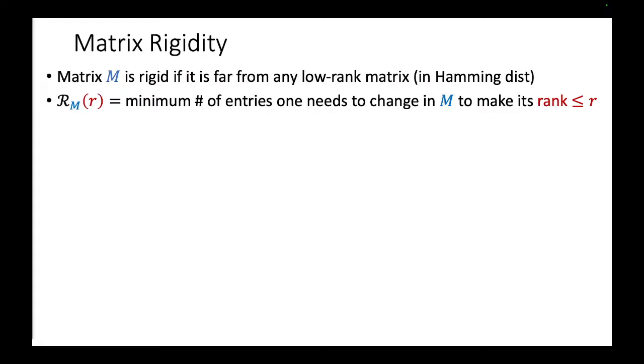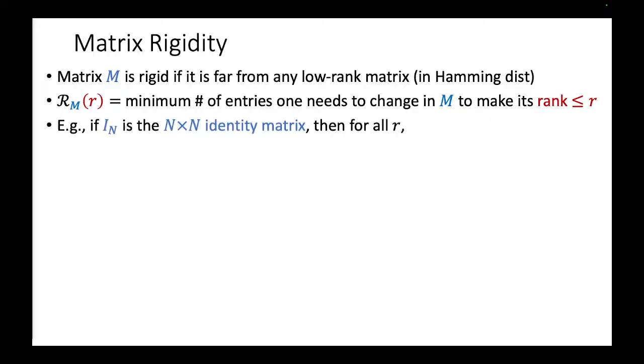This is the usual way people write it. The rigidity of a matrix M for rank R, written curly R sub M of R, is the minimum number of entries you need to change in the matrix to make it rank at most R. And when we're changing the entries, we can change them to anything you want. It can change by a huge amount or a small amount or whatever. We're just counting the number of entries you change.